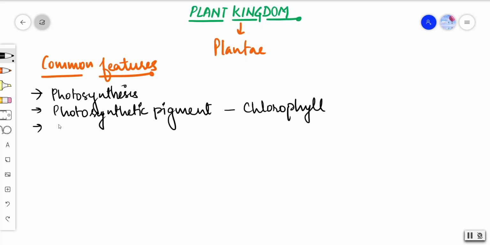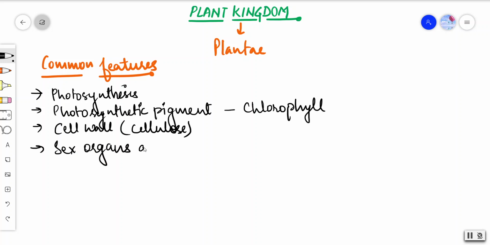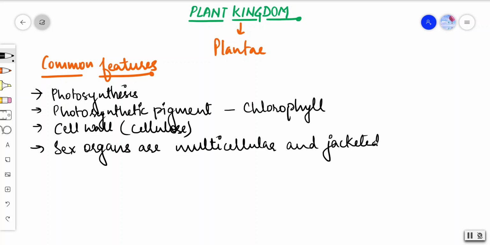Now comes the third point, that they have a cell wall, which is mostly made up of cellulose. Another is sex organs. They are multicellular, and also jacketed. They are covered, so that's why they are called jacketed. These are some common features of kingdom Plantae.